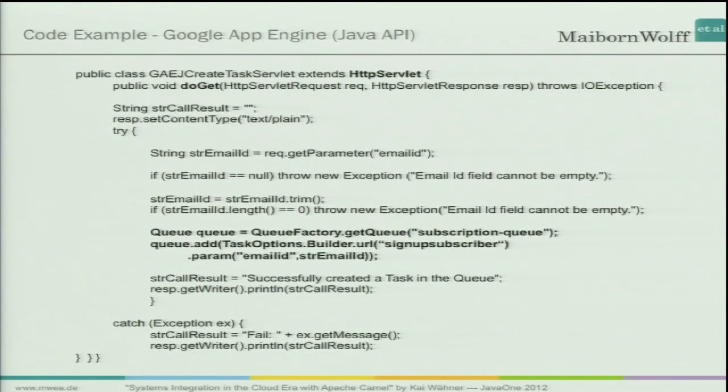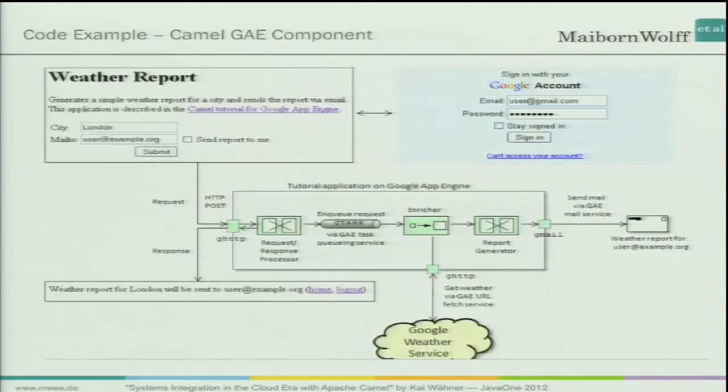So again, here's an example of the API of the Google App Engine. We don't have to understand the content really here, but it's again some glue code. Google App Engine uses servlets here. And here we write some code to do some queuing on Google App Engine.